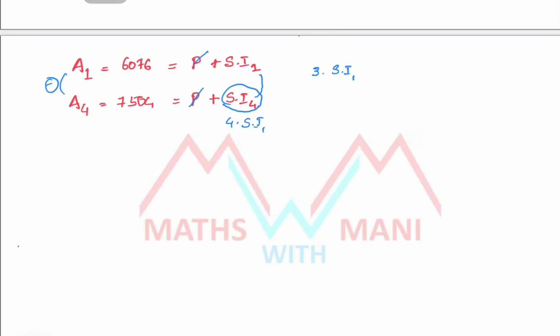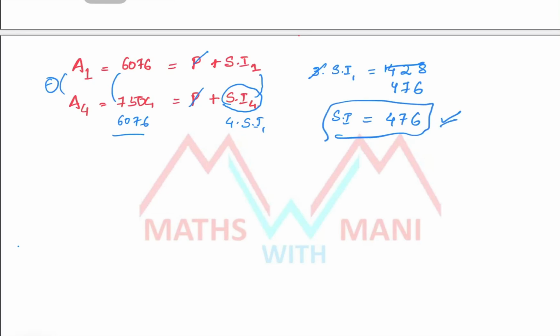So 3 times simple interest is equal to 7504 minus 6076. It is how much? 14 minus 6, 8; 9 minus 7, 2; and 14. So observe, 3 ones, 3; 3 fours, 12; and 3 sevens, 21. So what is the simple interest for the first year? 476. Observe clearly. Okay, simple interest is 476.